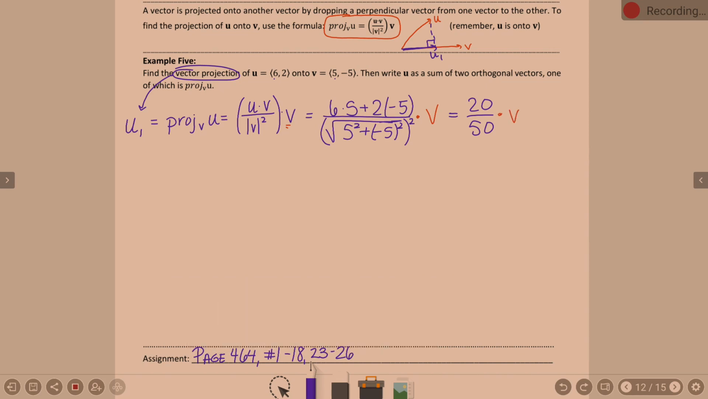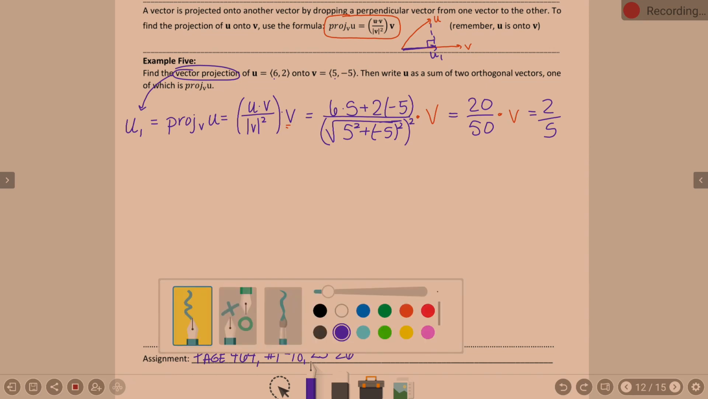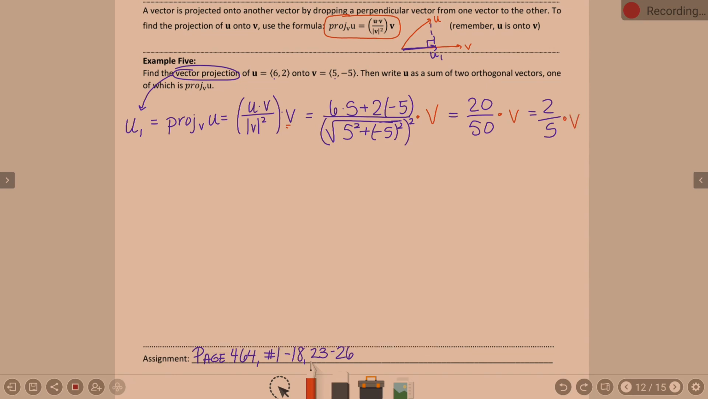What do you know about 20 over 50? It's 2/5. So if I say 2/5, times vector v, I'm out of room. All of that work was simplifying basically our coefficient. What is vector v? 5, -5. So we're going to do 2/5 times the vector v, which is 5, -5. Basically take that 2/5, that constant or scalar, and multiply it to each piece. What is 2/5 times 5? 10/5.